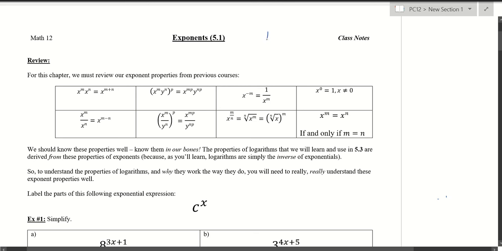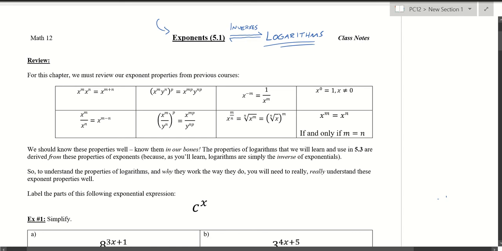Okay, so today we are going to be starting our chapter on logarithms. And before we even look at a logarithm, we're first going to really need to take a deep look at exponents. The reason for that is because logarithms are the inverse of exponents. Logarithms and exponents are inverses of each other.